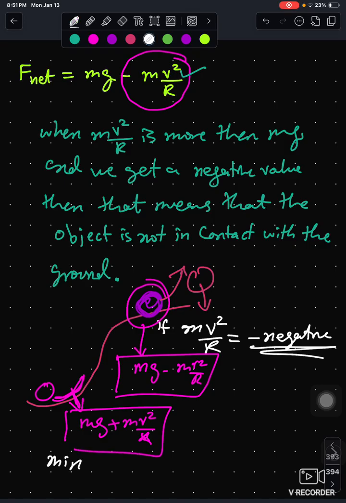This is min and this is max. At the bottom, g is the strongest. And when this g is at this curve, the acceleration it has is outwards.